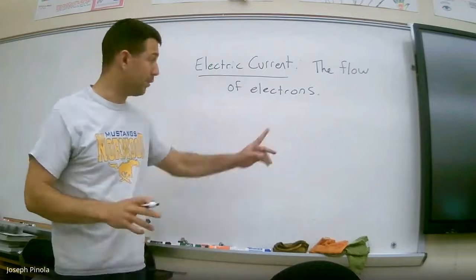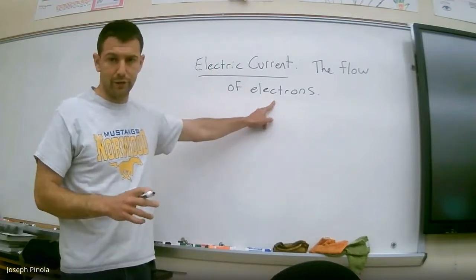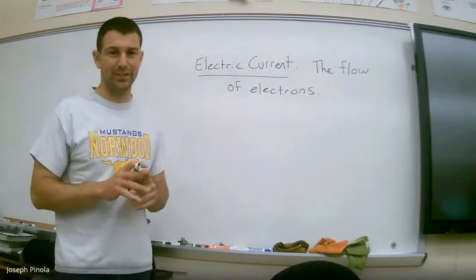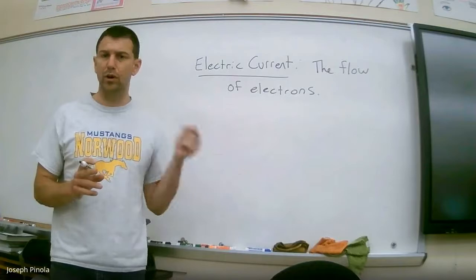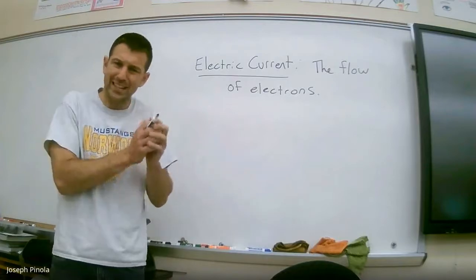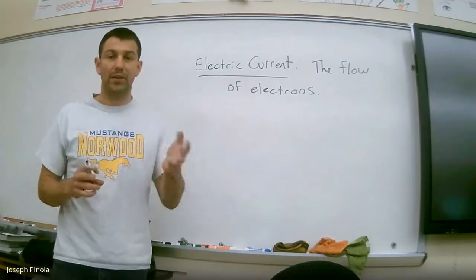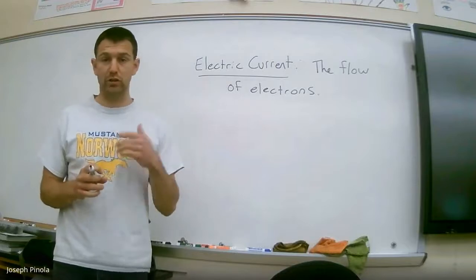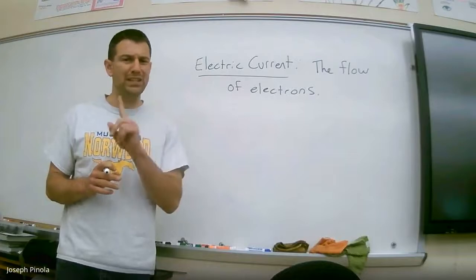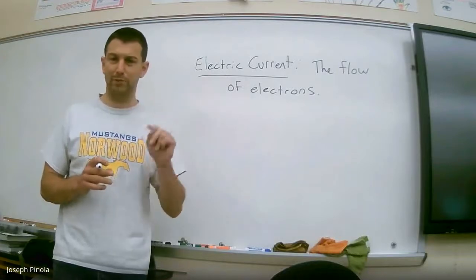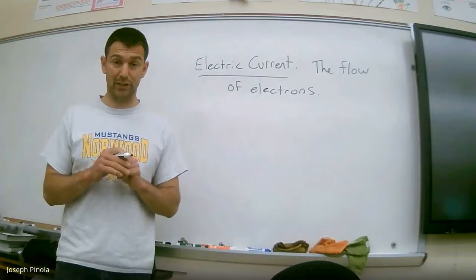It's important that we say this is electrons that are flowing and not protons. Remember, electrons are free to move, whereas the protons are very tightly bound and they stay where they are. That's why in charging by friction, charging by contact, and charging by induction, it was always the electrons that were moving from one object to another, never the protons.